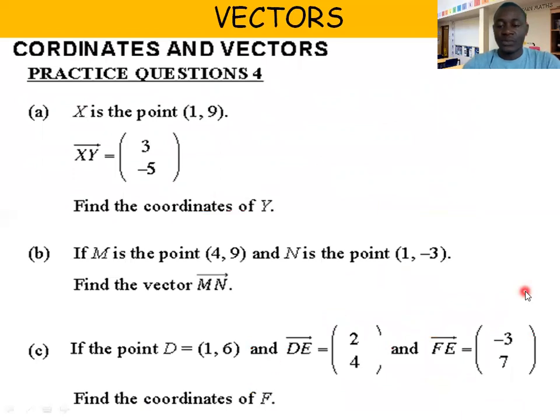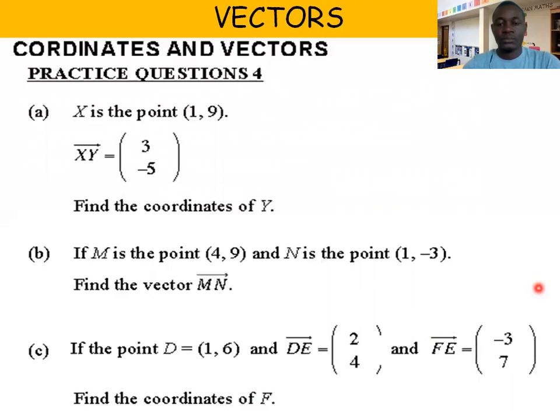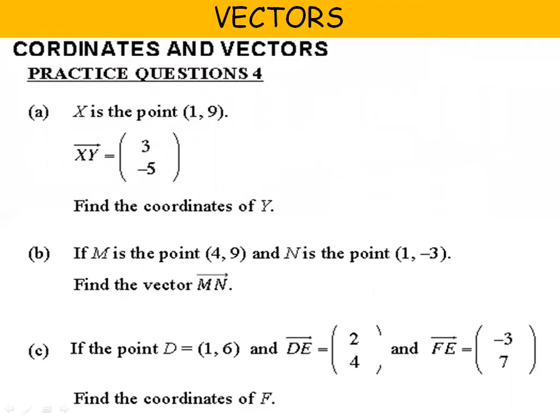Here are some practice questions that you may want to look at on your own. X is the point (1, 9). The vector XY is given as (3, -5). Find the coordinates of Y. If M is the point (4, 9), and N is the point (1, -3), find the vector MN. This concludes our lesson on vectors.